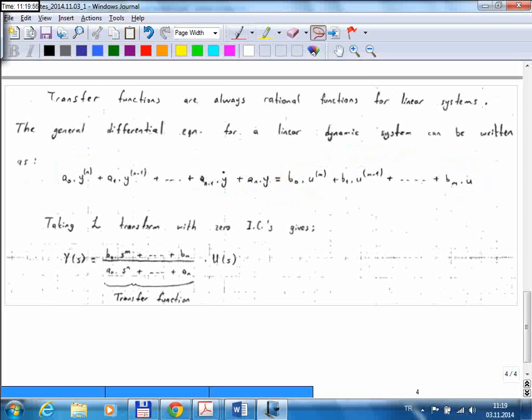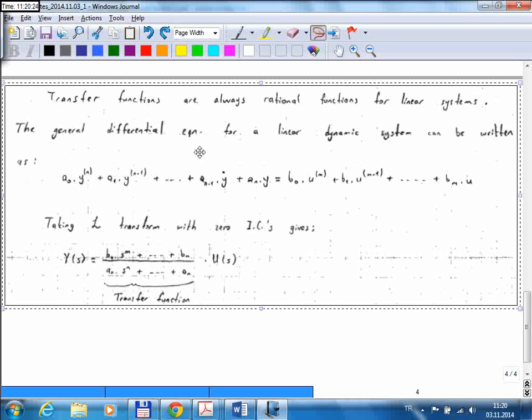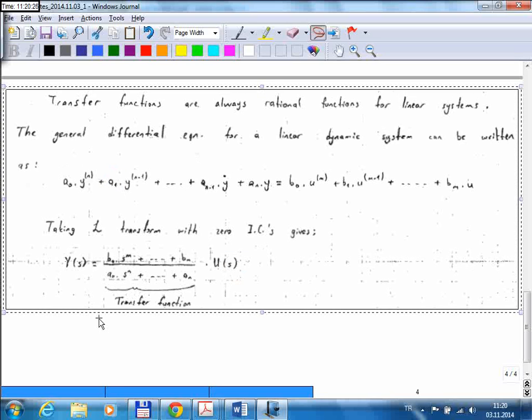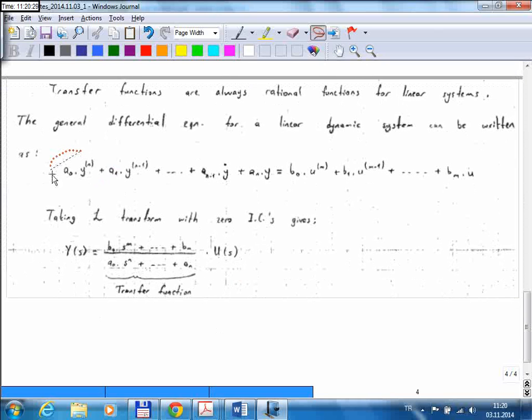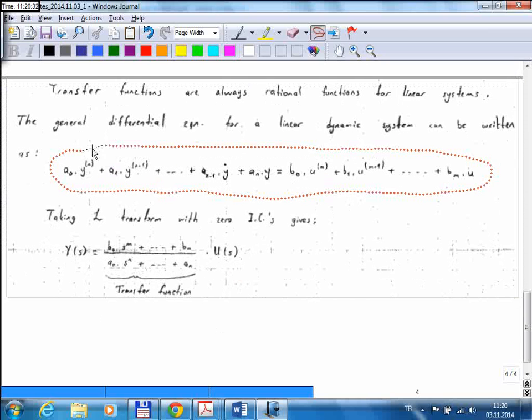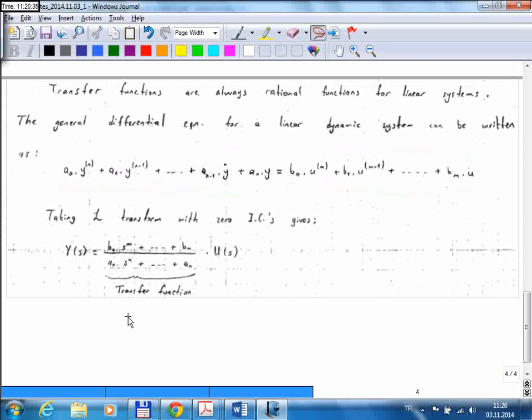Since this is linear, you cannot have a combination of these terms. You cannot have, for example, u and y multiplied together, or y and y dot multiplied together, or y squared. These are all nonlinearities, and these are not allowed. You can only have these terms and derivatives, and they can be multiplied by some constant numbers. That's okay for a linear system. So this is the most general form of the equation. It cannot get any more general than that.